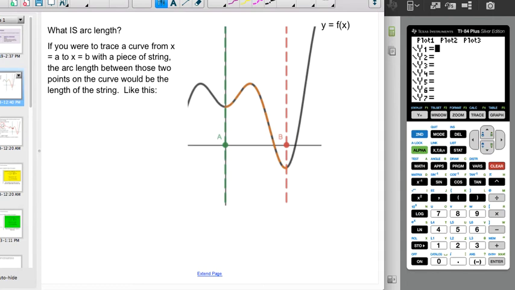So basically, if you were to trace some curve, right, so this is my y equals f of x from some x equals a to x equals b, the amount of string that it would take to trace the curve, so if you were trying to line this thing with a piece of string, I did a terrible job, but you get the gist. That thing I just highlighted in blue, that would be the arc length from a to b. It would be the amount of string that it would take to trace the curve exactly.